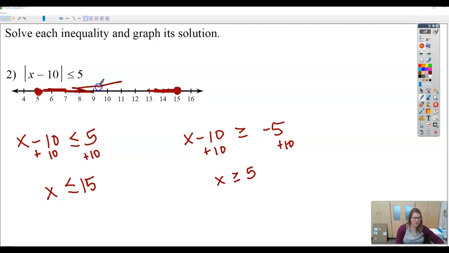So these are all the values that are less than 5 away from 0, except for when I add 5 over here, it becomes 15 and 5, right? So we want a number that's between 5 and 15 away from 0. Okay? So my interval notation would just be 5 to 15.